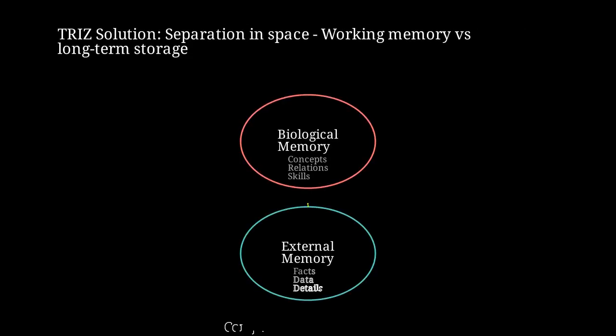The composite memory system architecture. Biological memory optimized for concepts, relations, and skills, where associative processing adds value. External memory for facts, data, and details, where search and precision matter. Bidirectional integration creates an optimized whole.